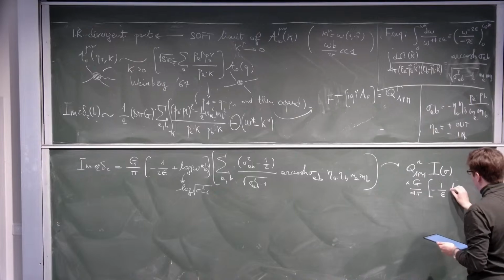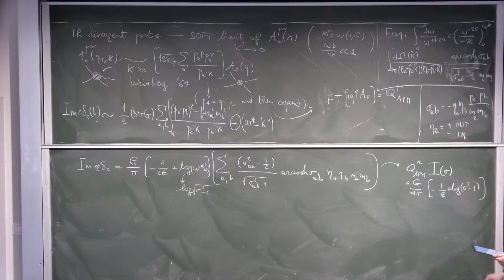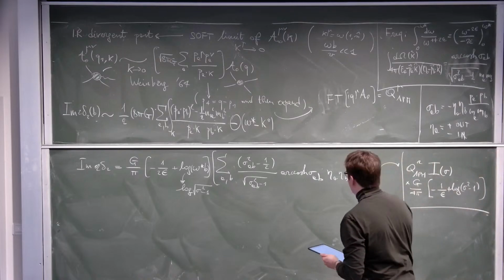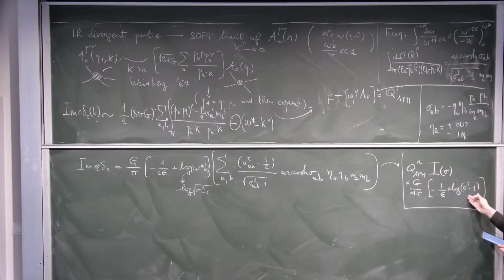You can check it, with the method I was mentioning a few seconds ago. So this is the contribution to the imaginary part of delta 2, where the minus 1 over epsilon and this log, meaning the log that has a branch cut for sigma tends to 1, are reliable.